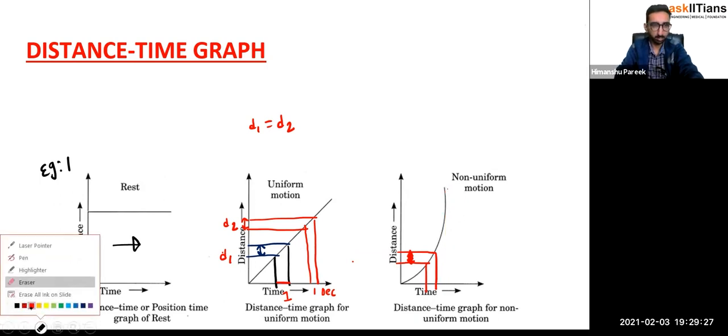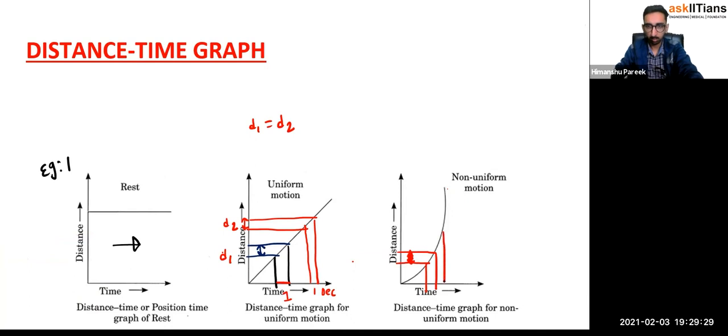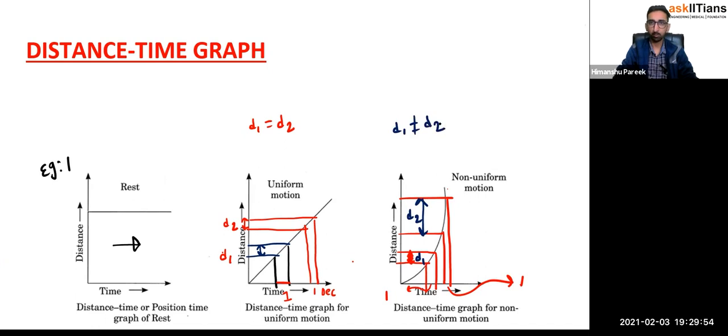Suppose somebody takes this time interval here and here. This interval is 1 second, and this interval is also 1 second. But if you compare the distances covered by the body, there is quite a gap here. The distance covered by the body is a little bit more now. If this is d1 and this is d2, then d1 is not equal to d2. That's the meaning of non-uniform motion. So that is what basically the distance time graph represents.